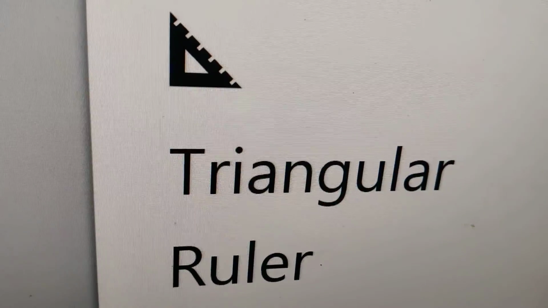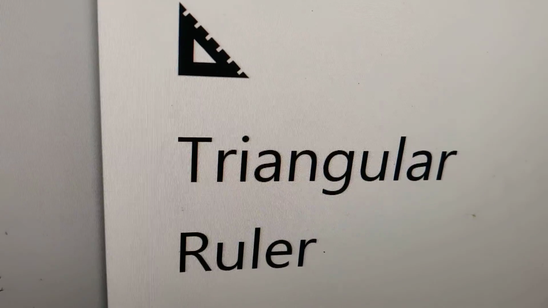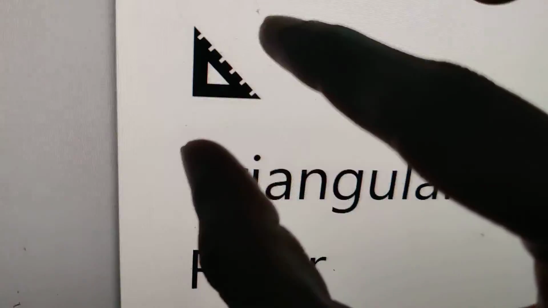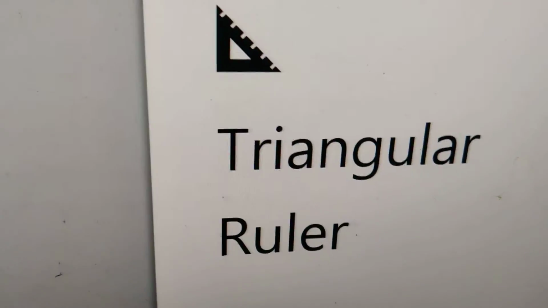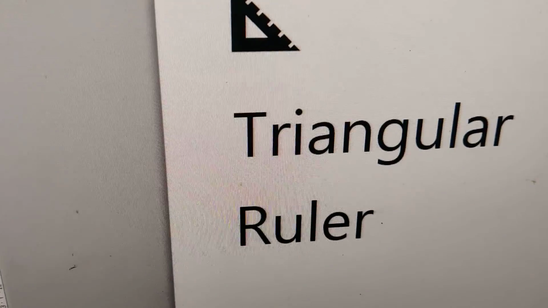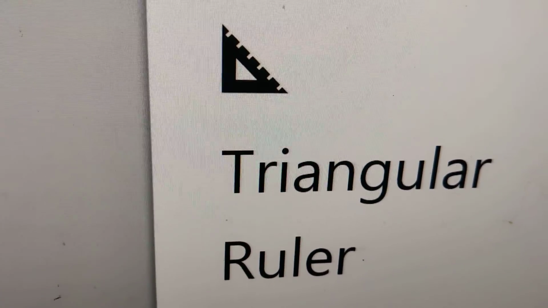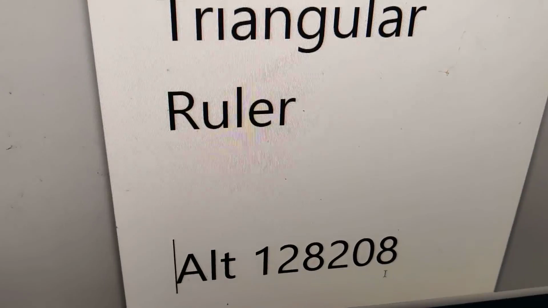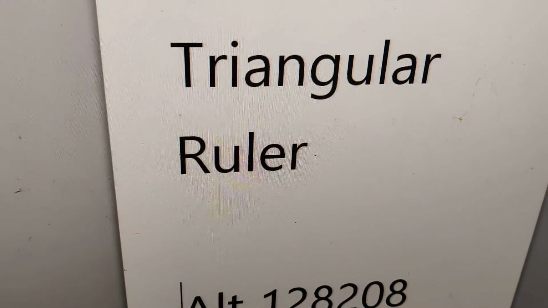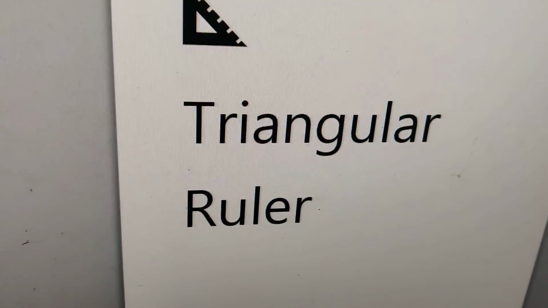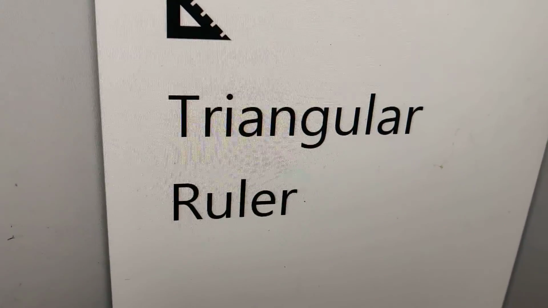So in today's video we discuss how to create a triangular ruler symbol on our computer. For doing this you must open Microsoft Word on your Windows computer, and after that you can try a keyboard shortcut, that is Alt 128208. Okay, I'll show you how to create this triangular ruler.